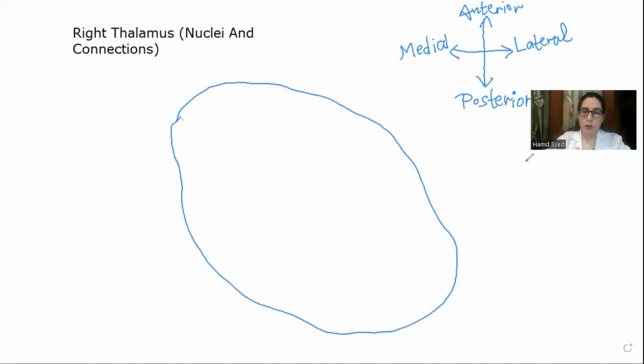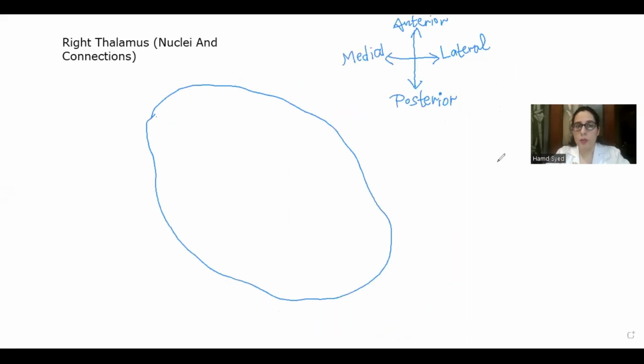Okay, so now I am going to discuss the different nuclei of the thalamus. And for that, as you can see over here is the whiteboard. And over here for the orientation is the compass, which is showing the direction, which is the anterior direction, the posterior direction, and the medial and lateral directions. So this here is our right thalamus that I have drawn for you.